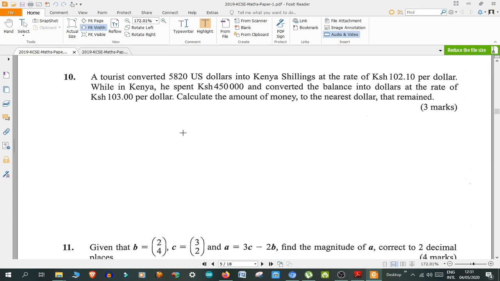Question 10. A tourist converted 5820 US dollars into Kenya shillings at the rate of 102.1 per dollar. So while in Kenya he spent 50,000 and converted the balance into dollars at the rate of 103. Calculate the amount of money to the nearest dollar that remained. So again, this is commercial arithmetic 1, Form 1, right?